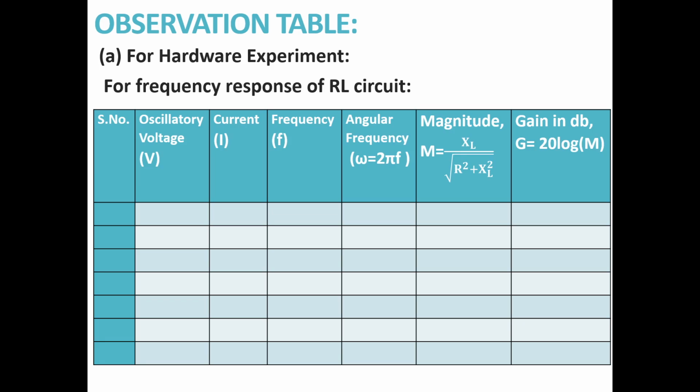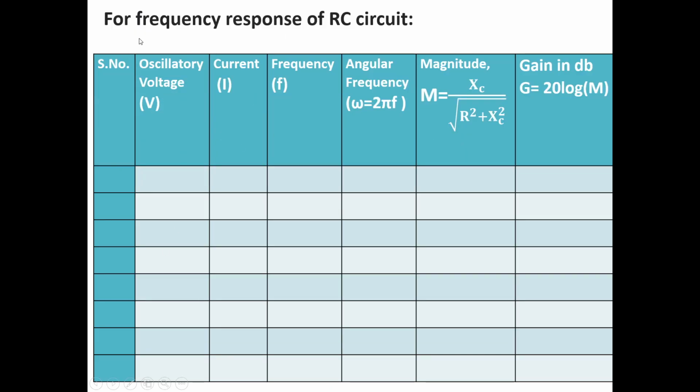Now let us see the observation table for frequency response of RC circuit. Serial number, oscillatory voltage V, current I, frequency F, angular frequency omega equal to 2 pi F, and magnitude M equal to XC divided by root of R square plus XC square, gain in decibels G equal to 20 log M. You just pause the video and copy down this table in your observation.